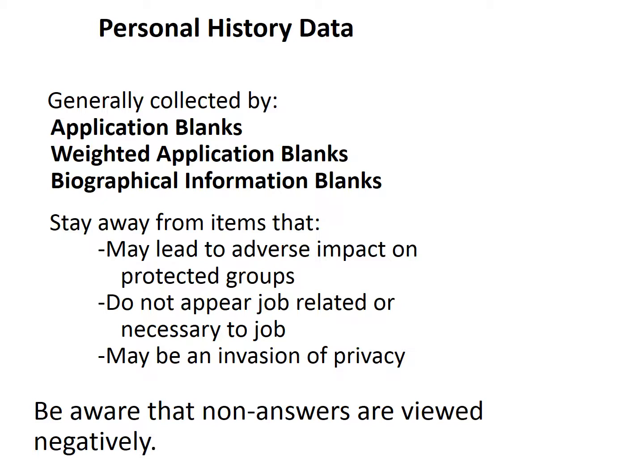Really the difference between these three terms is that an application blank, more specifically, is simply asking for biographical and, more often, just work history information. So an application blank can simply be: list the last 4 places that you worked and for how long and what was your title. List your highest degree and where you got it from. So that's an application blank.